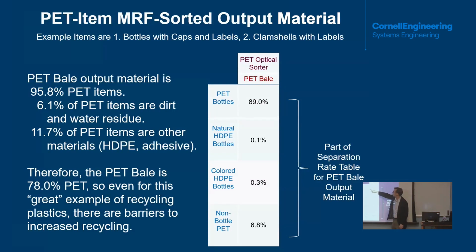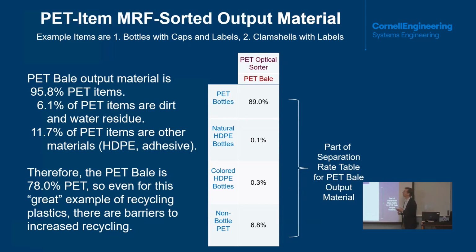Well, the PET bottles coming in, 89% of them are going to the PET bale. HDPE, high density polyethylene, is also coming into this bale. This is non-bottle PET. 6.8% of what's coming through actually gets into the PET bale. So this PET bale is essentially 95.8, 96% of PET items, all right?